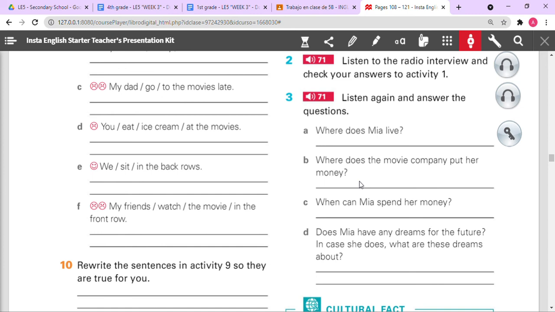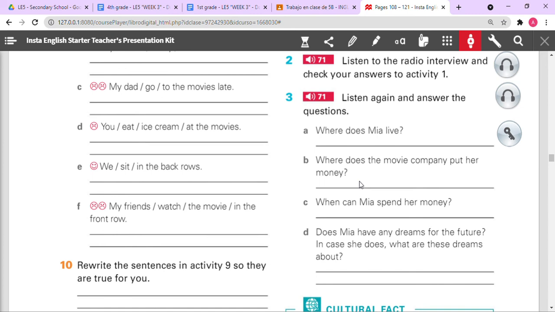Let's continue. Where does the movie company put her money? So she's a child actress, and a company pays for her job. The question is, where does the movie company put her money? In the bank. Yes, of course. In a special bank account.